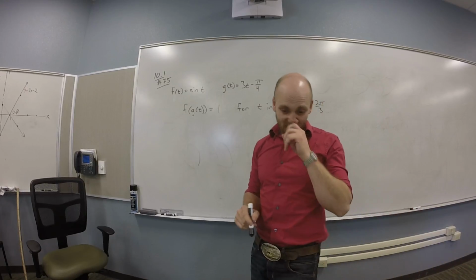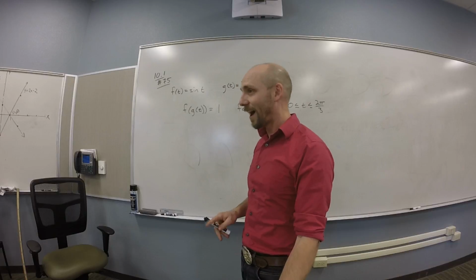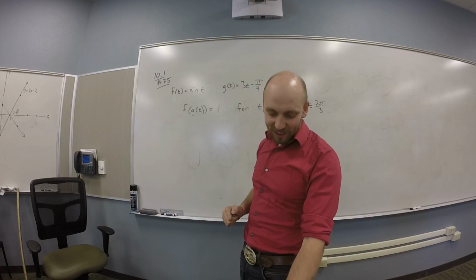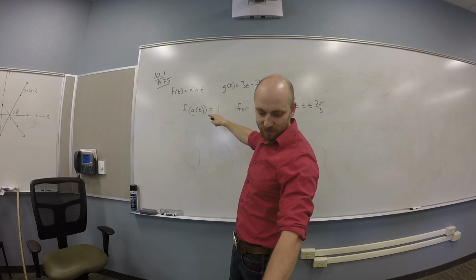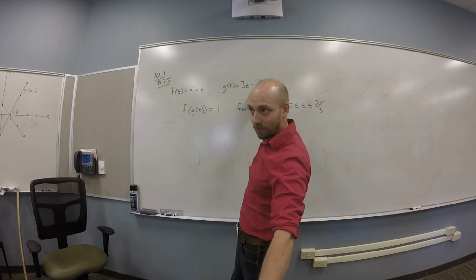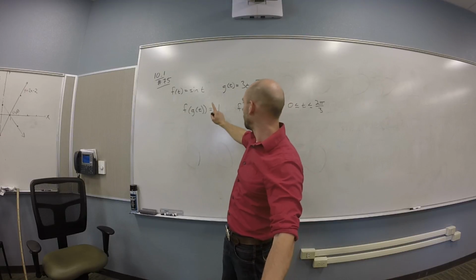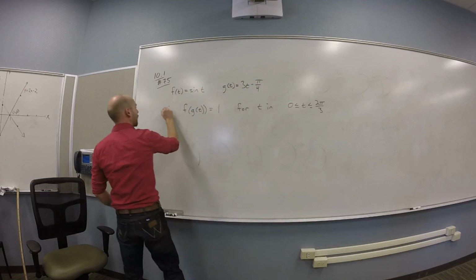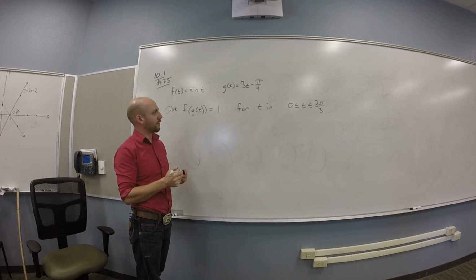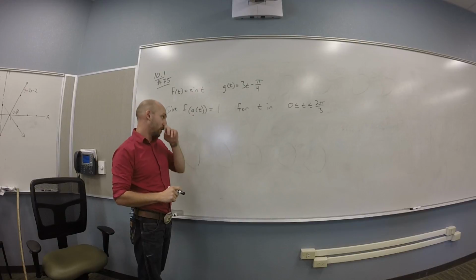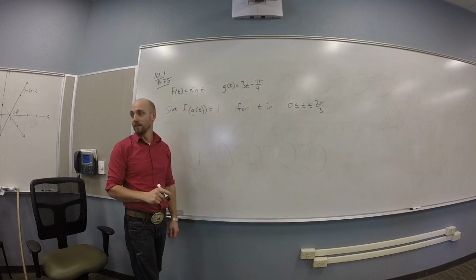Okay, so I want to do 10.1 number 75, and I've become scared writing it down. It says, let f of t be sine t, check, and g of t be 3t minus pi over 4, check. Solve the equation f of g of t equals 1, for t in the interval 0 smaller than t smaller than 2 pi over 3. How do I do this?